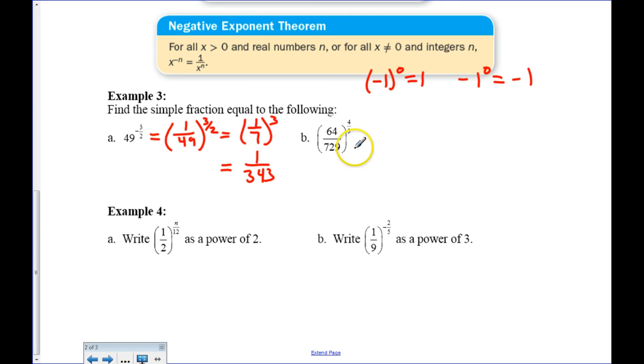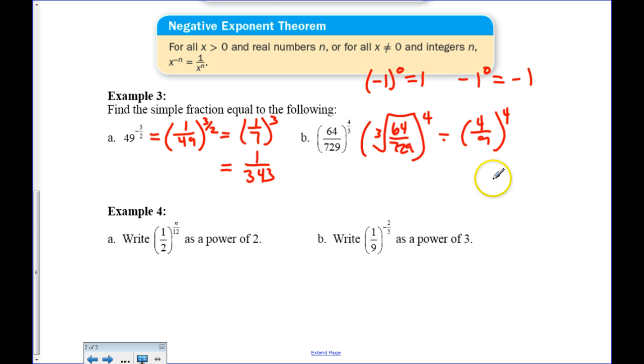On this one, notice that the numbers are really large. So I would like to take the 3rd root of it first before I take it to the 4th power, because otherwise it just gets really big. Because I have this to the 4/3 power, I'm going to take the 3rd root first. So the 3rd root of 64 over 729, to the 4th power, is the same as 4/9 to the 4th power, which happens to be 256 over 6561.